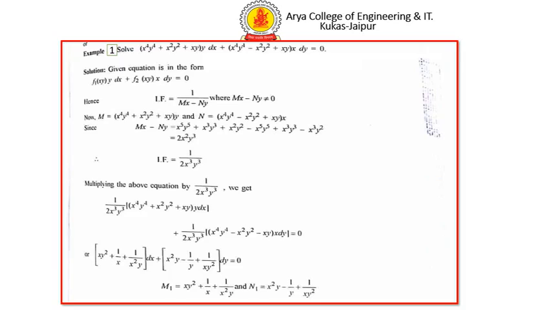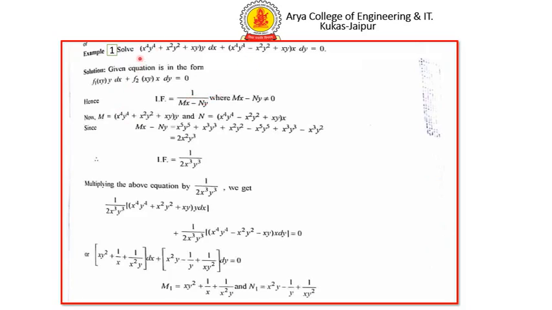Example 1. The given differential equation is in the form M dx plus N dy equals 0. First, we check the condition of exactness, that is del M upon del y equals del N upon del x, where M is the coefficient of dx and N is the coefficient of dy. We see that del M upon del y is not equal to del N upon del x, so the equation is not exact. So, we calculate an integrating factor which makes this differential equation exact.